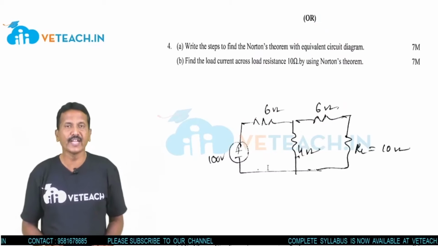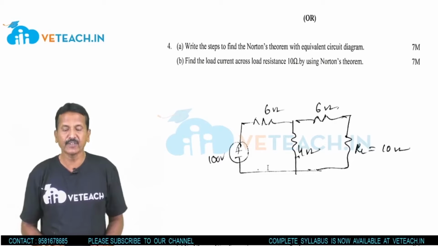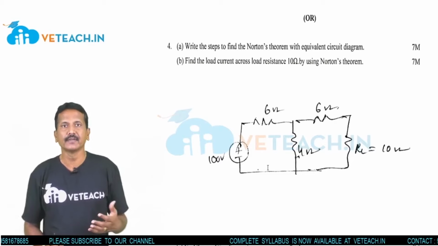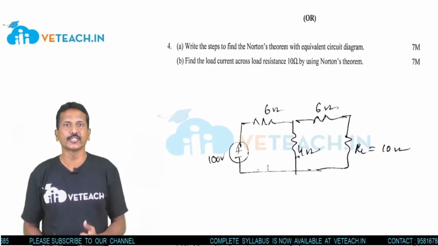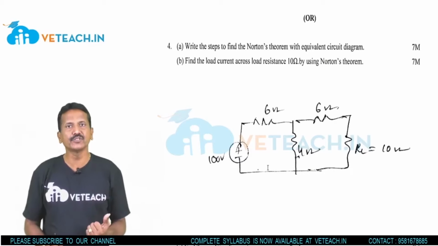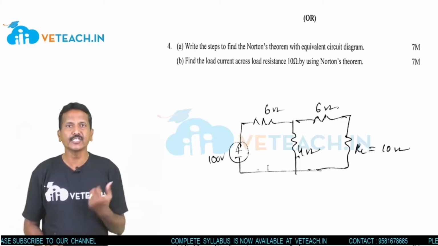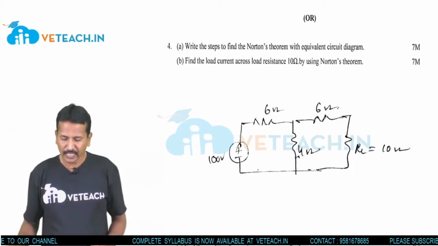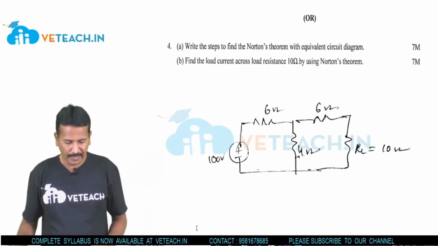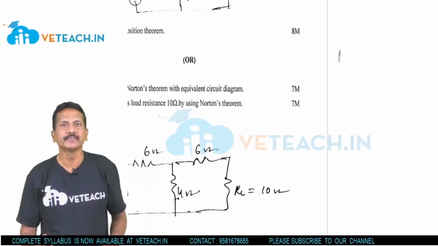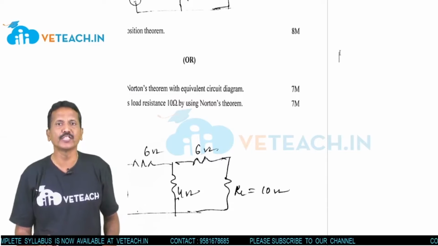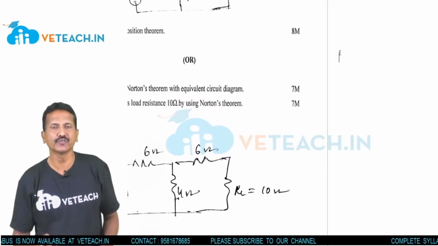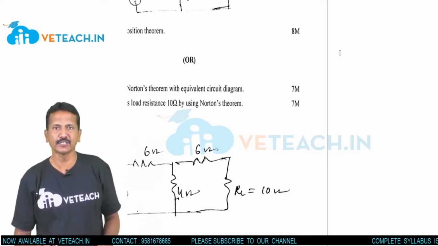Write the steps to find the Norton's theorem with equivalent circuit diagram. Steps to find the Norton's theorem. Previously the Thevenin's theorem, and this is Norton's theorem. Thevenin's theorem is used to find the voltage, whereas Norton's theorem is used to find the current. So what are the different steps? Just as there are steps for Thevenin's theorem, here also for Norton's theorem some steps are there.